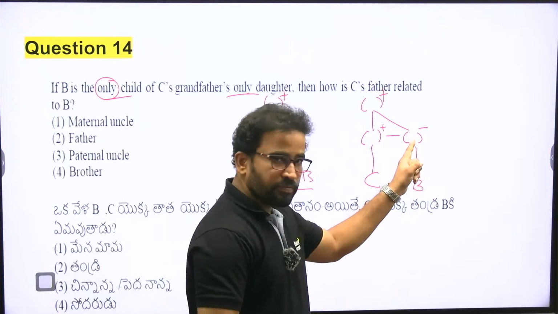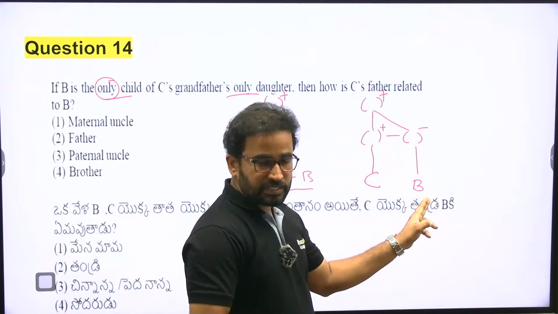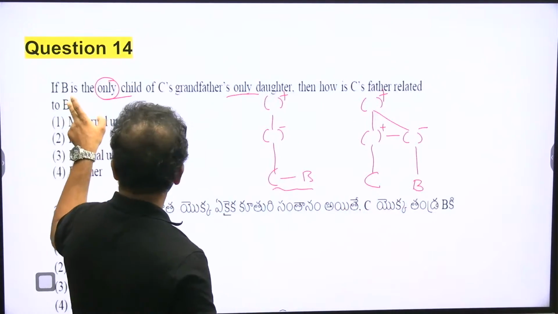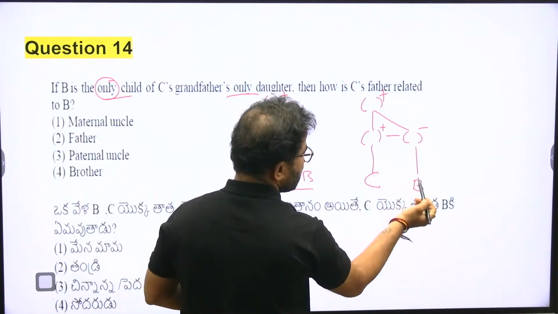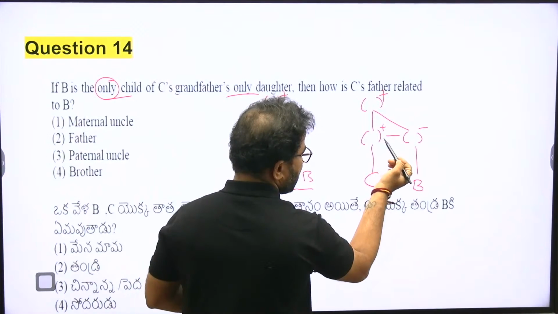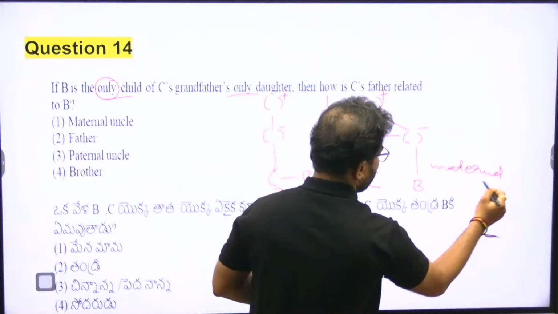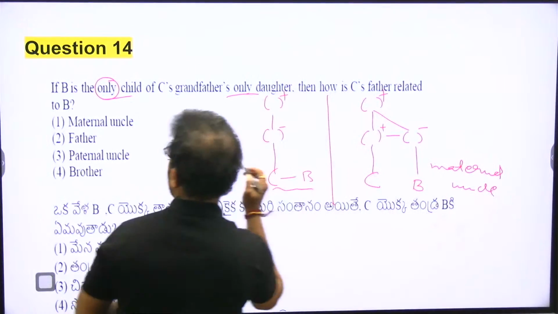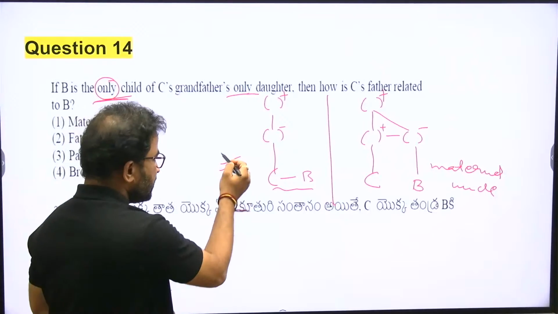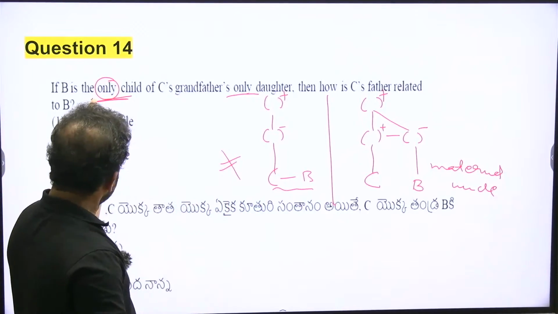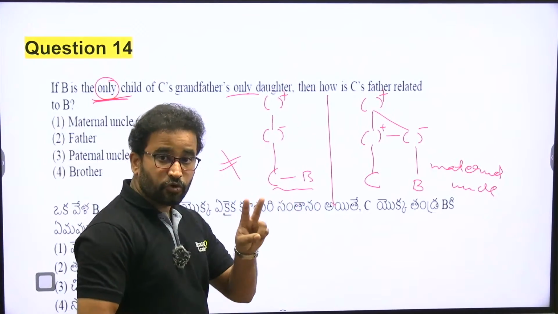So look at this one, P exists as only child, only daughter, son, or the next one called only daughter here. B is the only child. How is C's father related to B? He is B's mother's brother, which is maternal uncle. While reading this, we forgot to read only child here. Because of that, we took this answer, but this is the wrong answer, because they have given only child, meaning only one person exists, but here we are getting two persons.